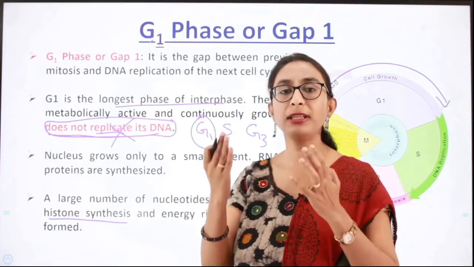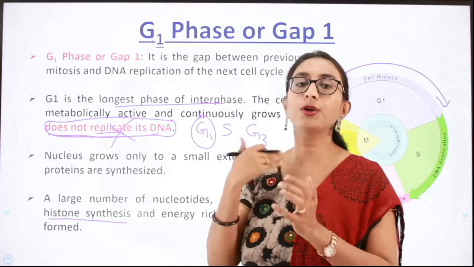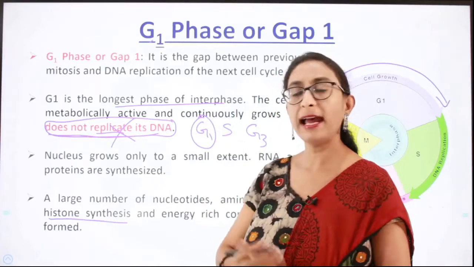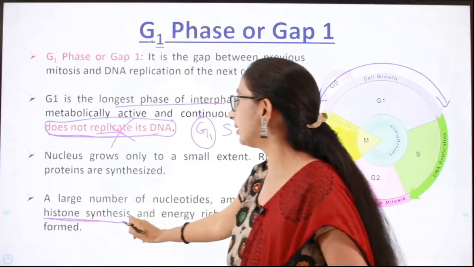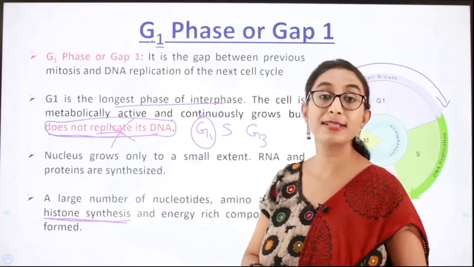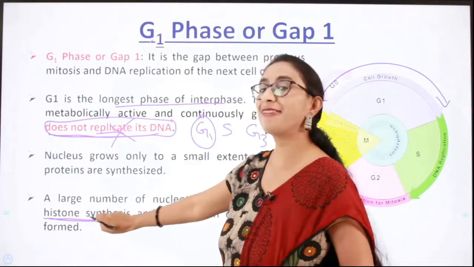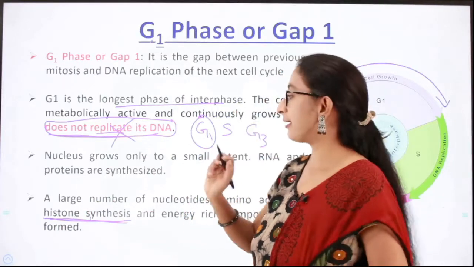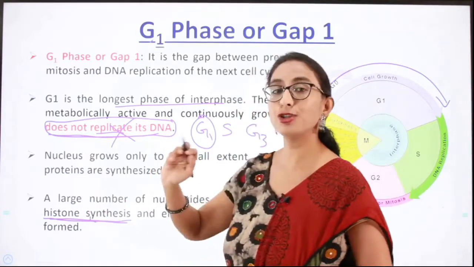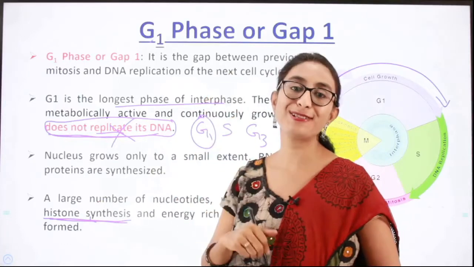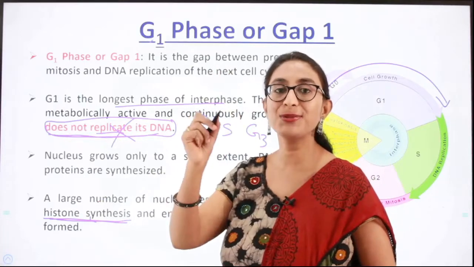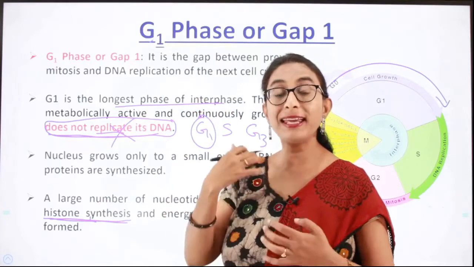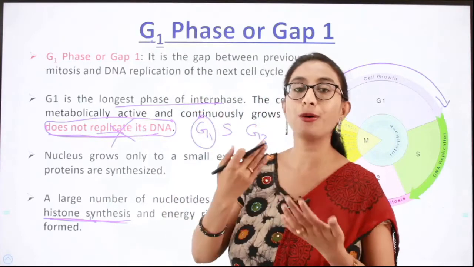Let me just remember that G1 is the phase during which the growth of the cell occurs. However, the replication of DNA does not occur, and they will ignore this point altogether, that is the synthesis of the histone proteins. However, this itself has been asked, particularly in one year in the NEET examination: the synthesis of the histone proteins occurs in which phase of the cell cycle, G1, S, G2 or M phase? Then you will get confused whether it is in G1 or S or G2.